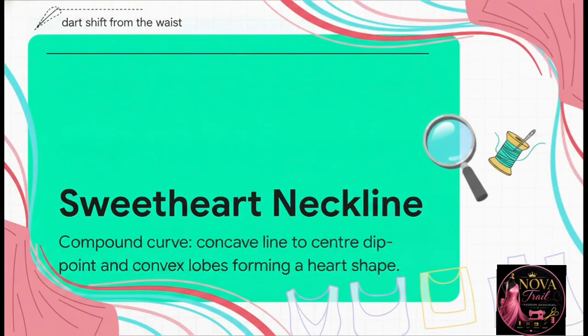Okay, things get a little tricky with the sweetheart neckline because it's a compound curve. It usually incorporates a dart shift from the waist, a technique you'll remember from class 10. It features an inward concave curve dipping down to the center, paired with outward convex curves forming the lobes over the bust. Because it combines both curve types, it's a prime example of where you're going to need both clipping and notching to finish it cleanly. We'll get to that in a minute.